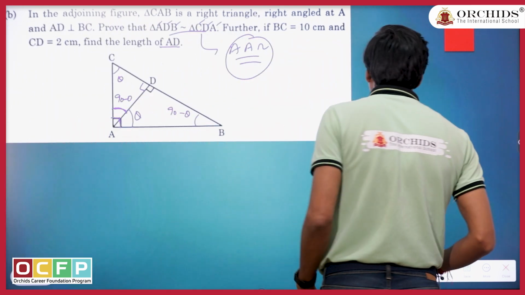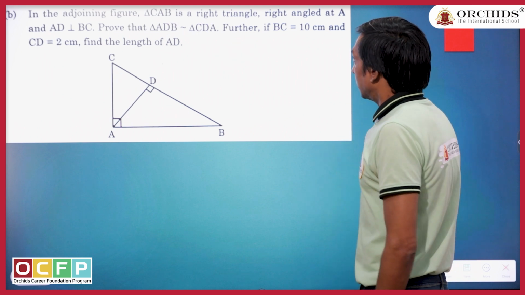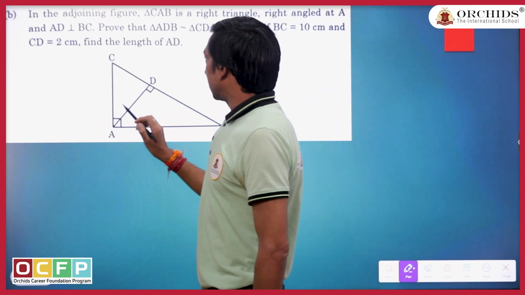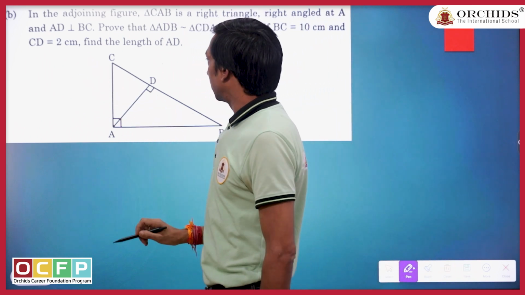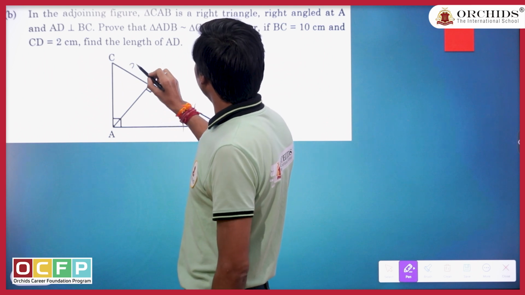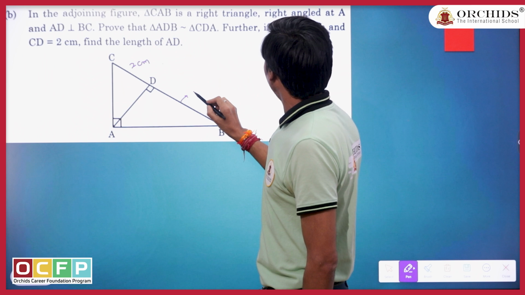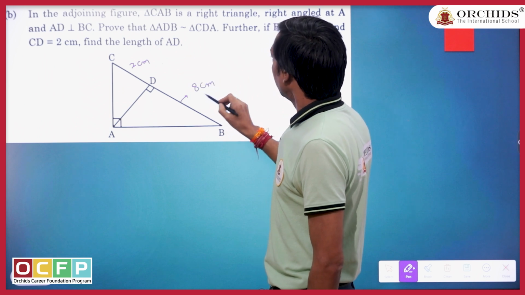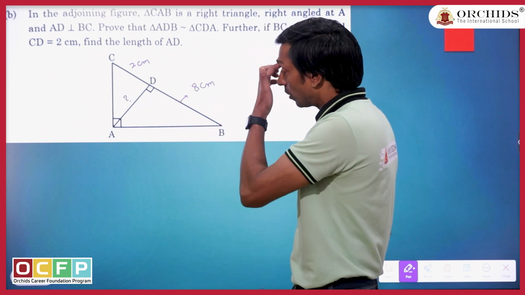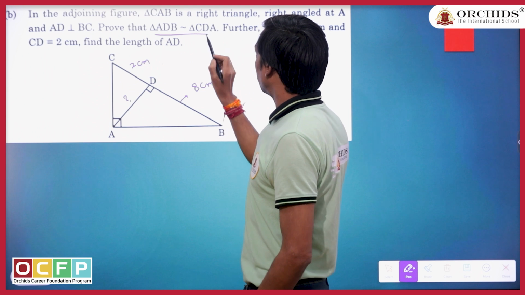Now in the next part of the question we have to use the result that BC equals 10 centimeters, already given, and CD equals 2 centimeters. So this is 2 centimeters, and BC, the total length, is 10 centimeters. That means this part of the length is 8 centimeters. We have to find out this AD length. Now we know that these two triangles are similar, so we will use these two triangles.